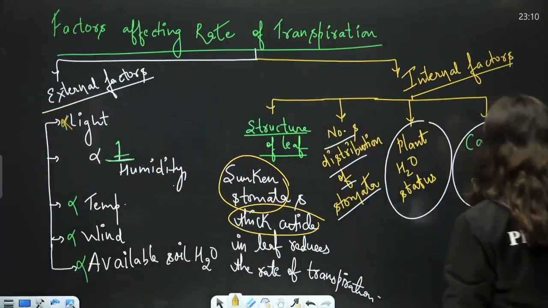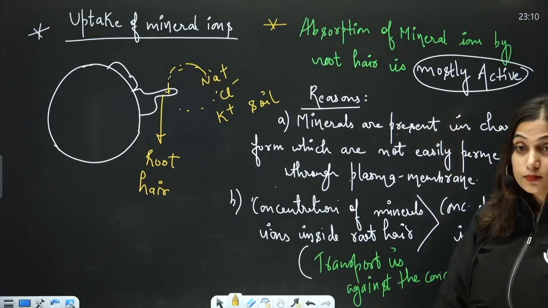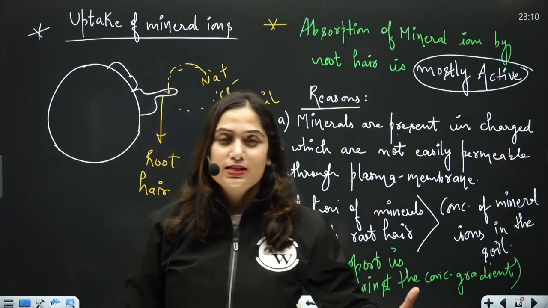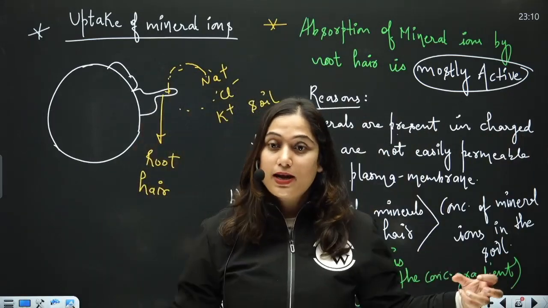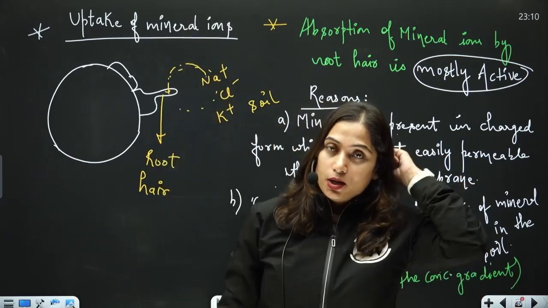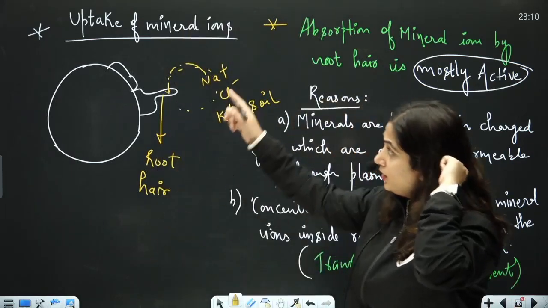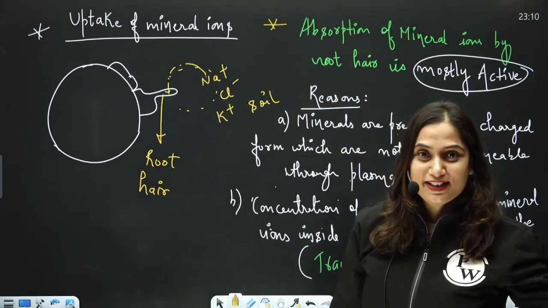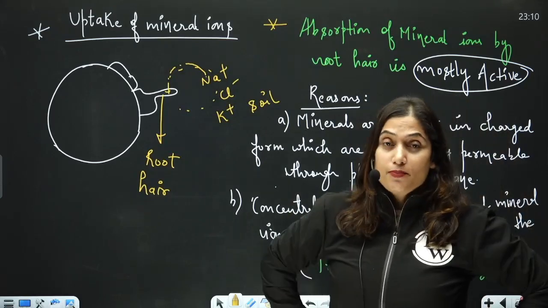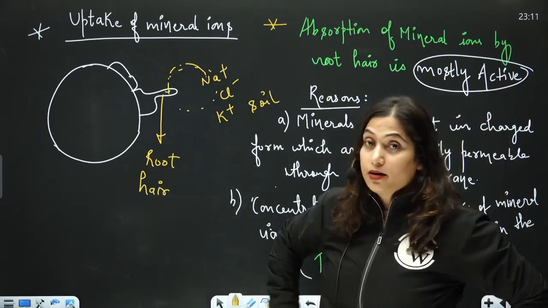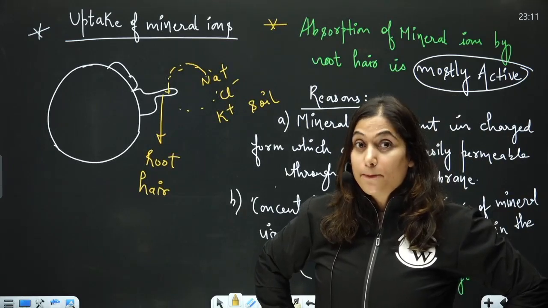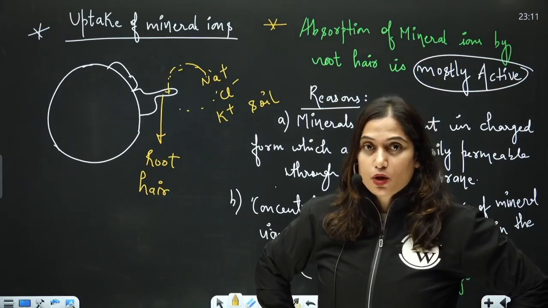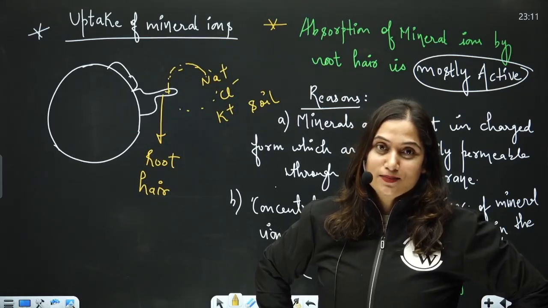Transpiration. Okay, now let's move on to uptake of mineral ions. Up till now we have discussed how plants take water from the soil and how it is transported to the different parts of the plant. But how does the plant take minerals from the soil? This is very important. Remember, I told you that the root hair absorbs water from the soil passively, but the root hair absorbs minerals from the soil actively.